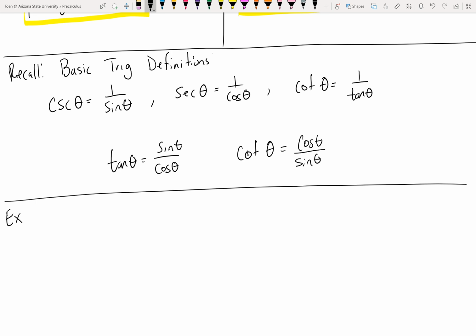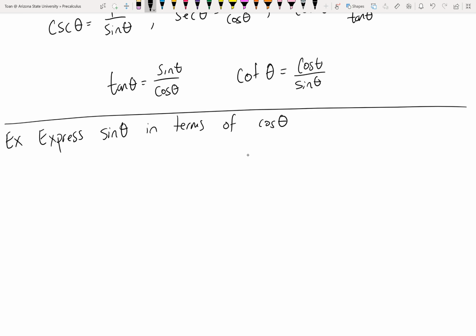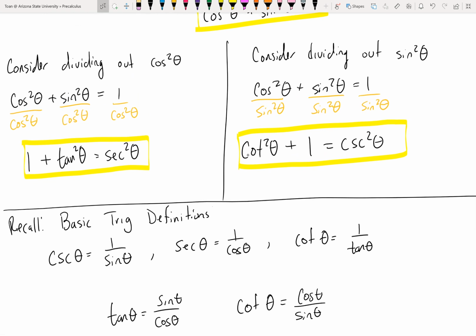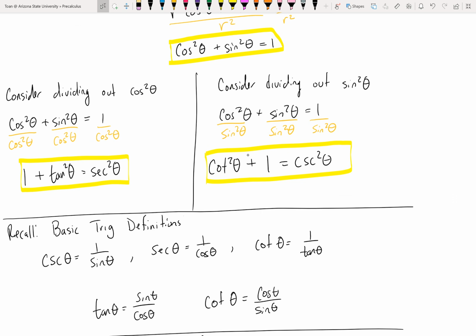For example, suppose I asked you to express sine of theta in terms of cosine of theta. Right? How do I answer this question? Well, I would have to look back at all of the relationships, all the bridges that I know. I have to zoom out to make this fit here. And I ask myself, do I have any relationships? Do I have any equations that connect or utilize sines and cosines together?